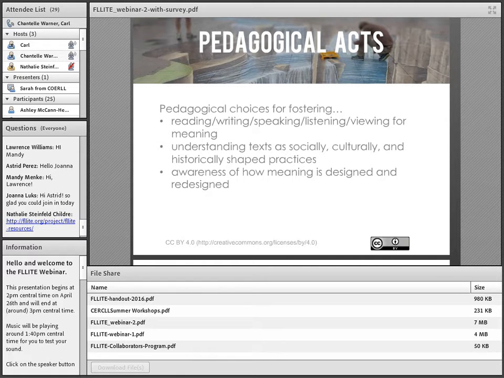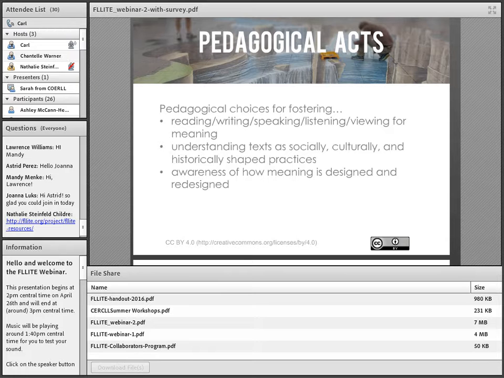And just to echo what we said in the beginning of the webinar and what you'll find throughout the different resources on the FLLITE website, I'm assuming that these goals and objectives are within the scope of this approach, the foreign languages and the literary and the everyday approach. And so this means what we're looking to facilitate are practices of reading, writing, speaking, listening, and viewing for meaning. And so meaning is very central to our approach. And we're interested in vocabulary, grammar, and genre, and all these other different kinds of resources for meaning making. But at the same time, I'm assuming that we want to develop students' understanding of text as socially, culturally, and historically shaped practices in the way we talked about before.